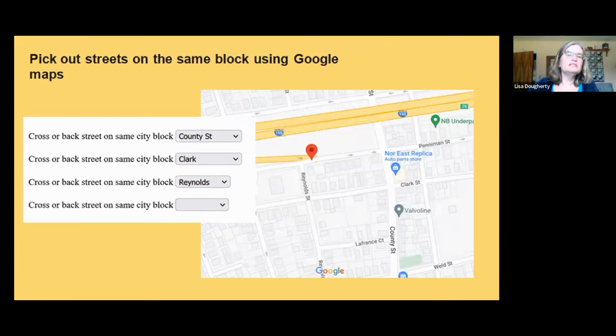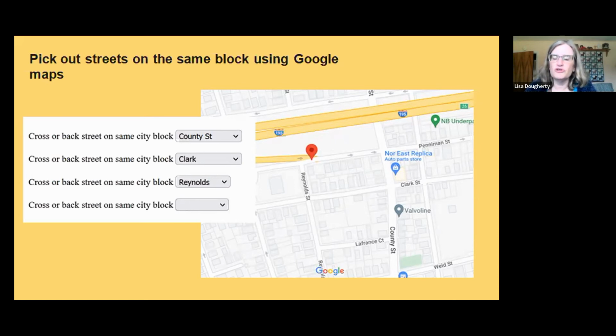From here, we are going to need to pick out street names on the same block as this address. So you can see from the red pointer that it's kind of all the way over on the left-hand side on Penniman Street, really near Reynolds Street. So Reynolds Street is going to be one of my streets that I choose. Again, there's going to be a drop-down menu, and you're going to choose from the drop-down menu. But also on the back side of the square of the block is Clark Street. So I put that on there. And on the other side, I'm going to put County Street. So now we've got a 4-street square. We've got Penniman, County, Clark, and Reynolds. So all of those are going to be together.